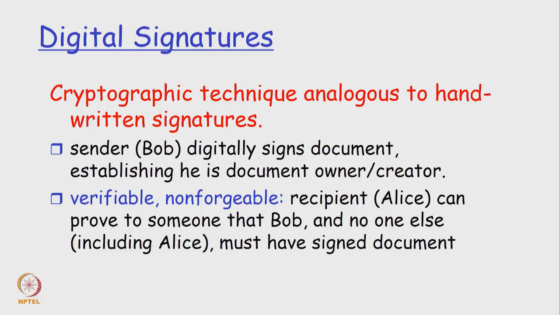So I will just go through this slide very quickly. The digital signature is a cryptographic technique analogous to handwritten signatures, like I signed V Kamakoti, the same thing. Here the sender Bob digitally signs the document establishing he is the document owner or creator, and this digital signature is both verifiable and non-forgeable, meaning you can't tamper with it, and the recipient Alice can prove to someone that Bob and no one else, including Alice, must have signed the document. So I received the document from somebody else and I have the digital signature, I can do a verification and say this has indeed been sent by this person, and I have a legal proof for it, right. That is the most important thing here.